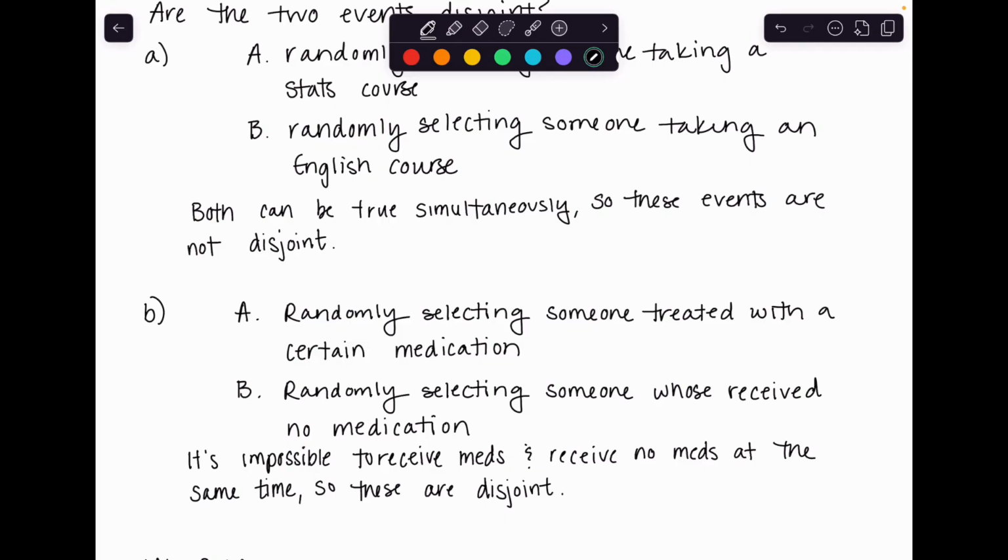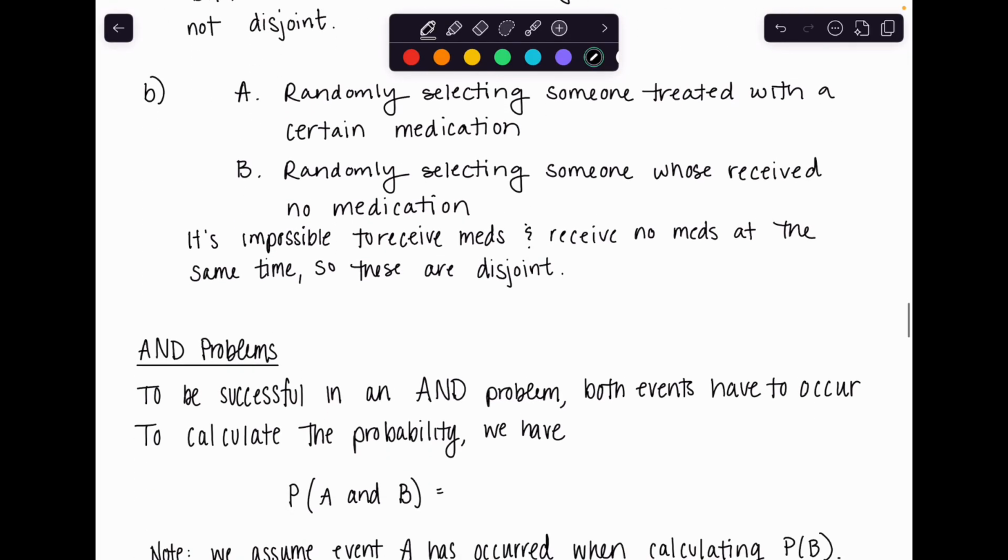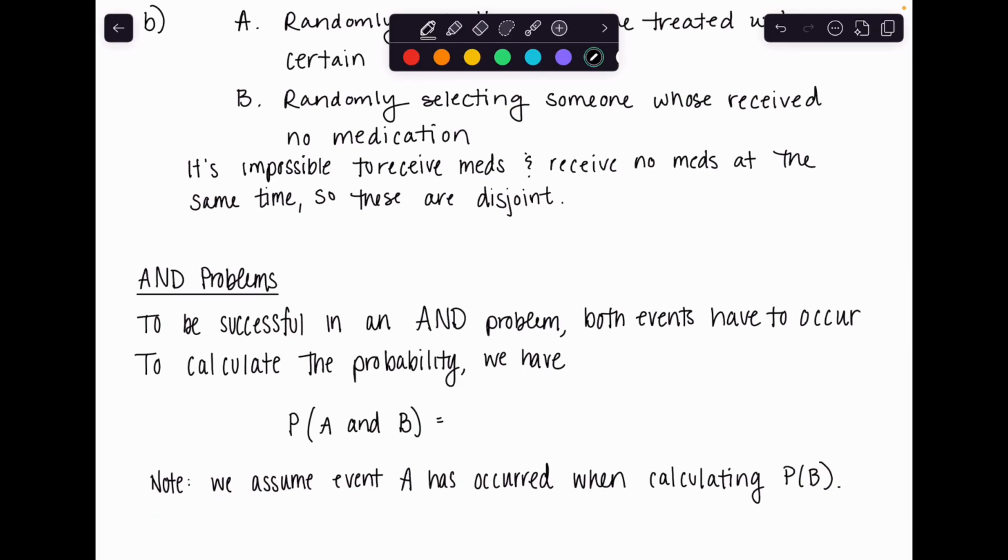type of "and" problem. Because what happens if we have 2 things that we're doing? We're doing event A and then event B. There's a different way that we can look at that particular probability. So to be successful in an "and" problem, both events have to occur. So to calculate that probability of event A and B occurring, we're going to take the probability of A and multiply it by the probability of event B.